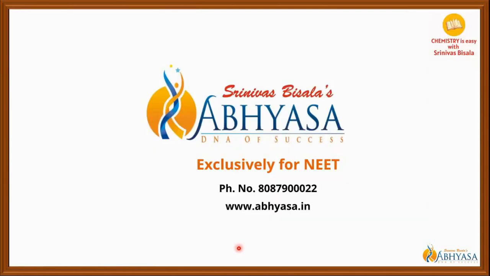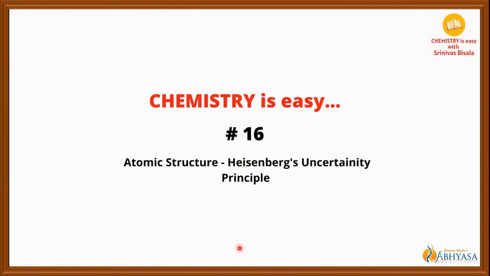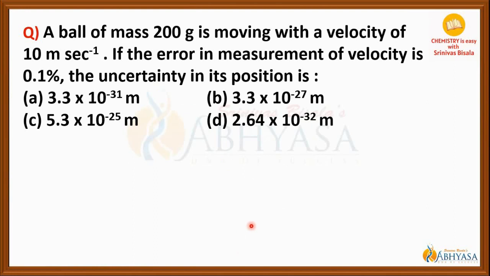In this video, I will be covering a numerical related to Heisenberg's uncertainty principle. Let us see the question here. A ball of mass 200 grams is moving with a velocity of 10 meter per second. If the error in measurement of velocity is 0.1%, we need to find out the uncertainty in its position.